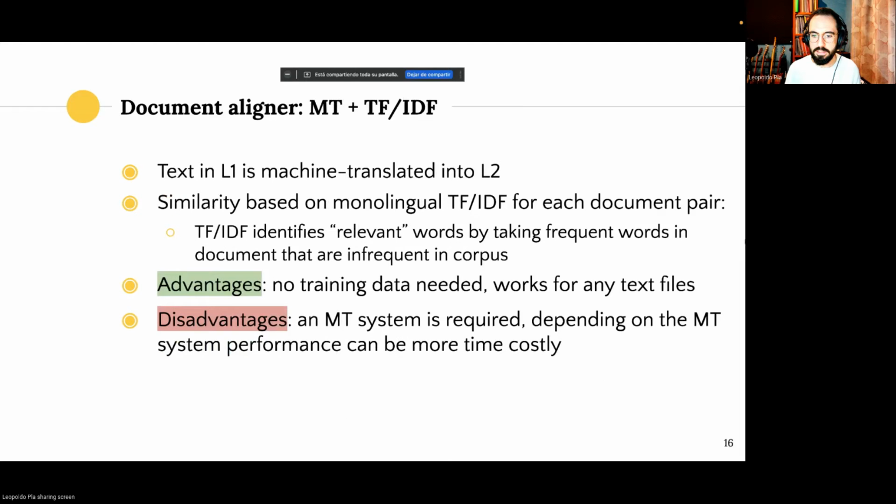On the other hand, we have the machine translation system. This is the other approach. We translate the text in language 1, or the source language, into language 2. That means that we need to translate everything from language 1 into language 2. And after that, we just calculate the monolingual TF-IDF. As we have translated documents, we only have to check that the documents that we translated are similar to the original target language documents that we already have.